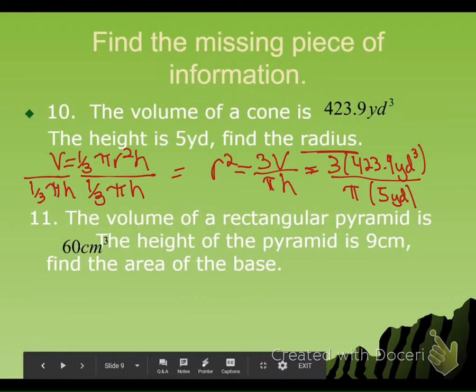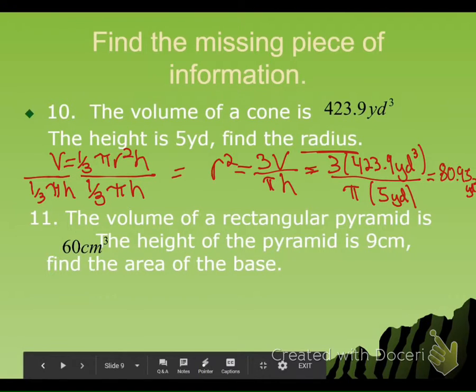When you put it in your calculator, you're going to put in 3 times 423.9, divide by the pi symbol or 3.14, and then put another division symbol and divide by 5. I got 80.95. And that's going to be yards squared.